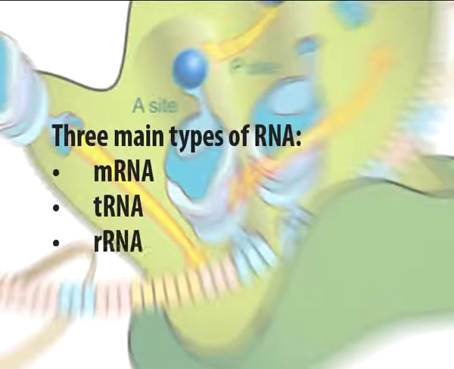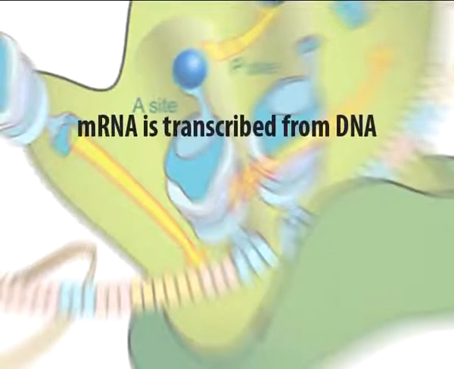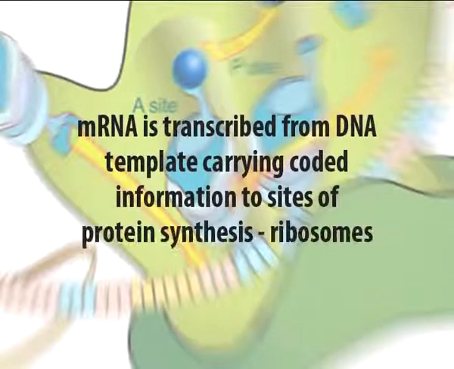Now, the types of RNA and their description. There are three main types of RNA: mRNA, tRNA, and rRNA. These are discussed as under. Messenger RNA, also symbolized as mRNA, is a molecule of RNA encoding a chemical blueprint for a protein product. mRNA is transcribed from a DNA template and carries coded information to the sites of protein synthesis.